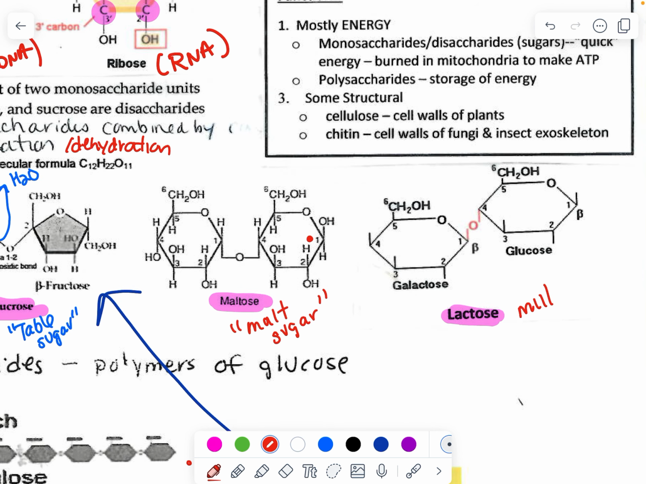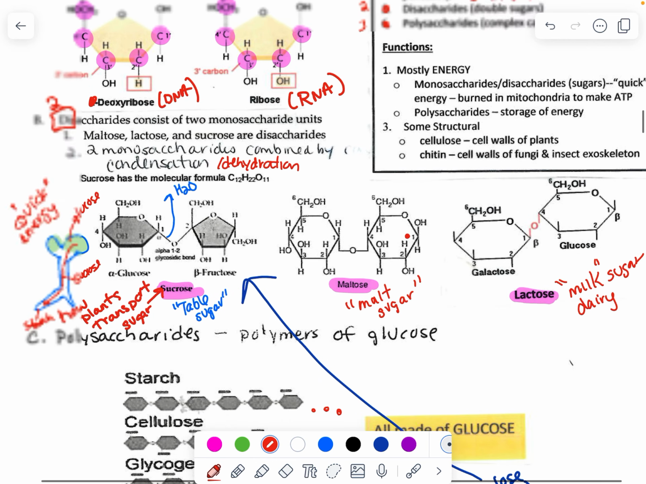Lactose, this is what we call milk sugar. This is what you find in any dairy. Okay, it's not a sweet tasting sugar. So just know those 3 disaccharides. Again, those are sugars, quick energy. When you eat them, you burn them quickly for energy. They don't last very long.